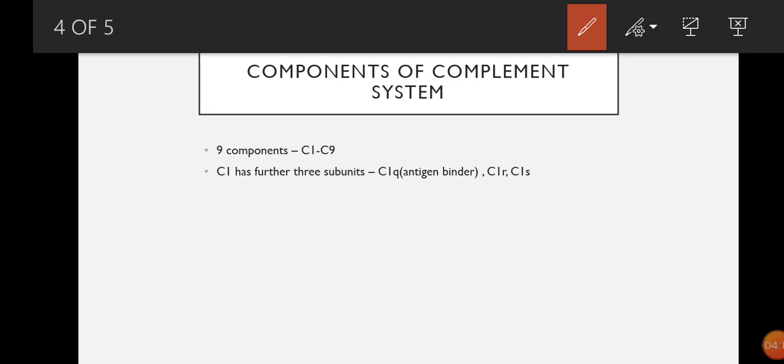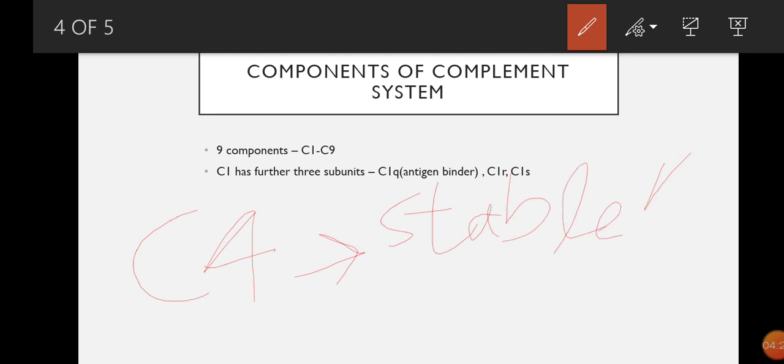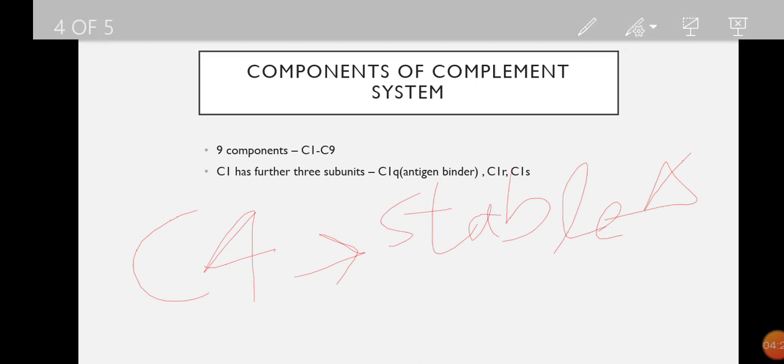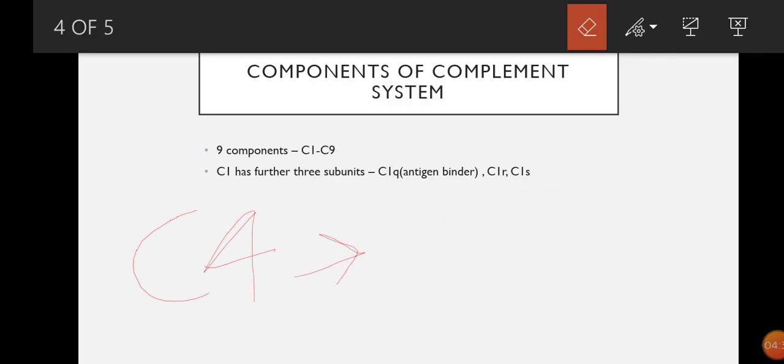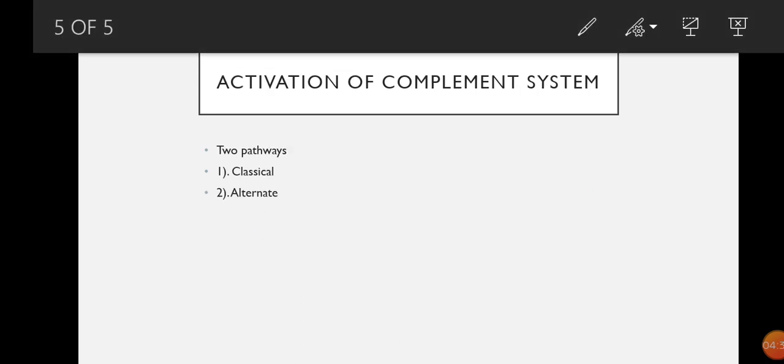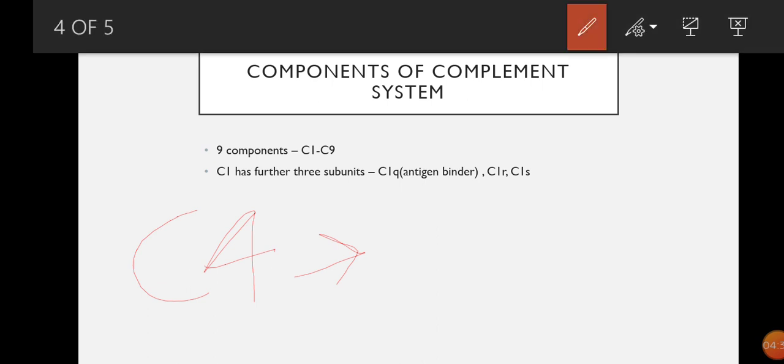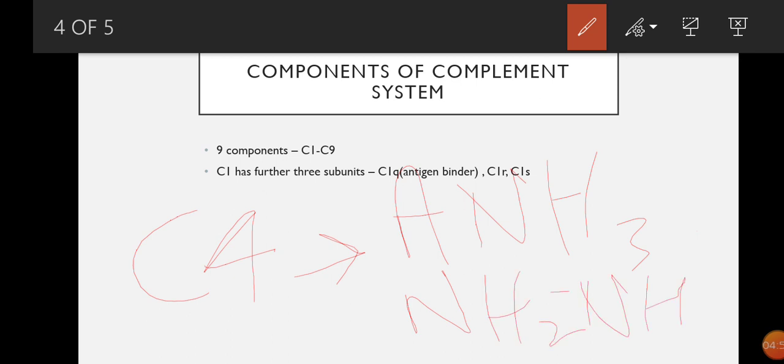And talking about C4, it is heat stable, but it is destroyed when we have ammonia, NH3, and hydrazine, NH2. When we treat blood with hydrazine or ammonia, we will be deprived of the C4 component.